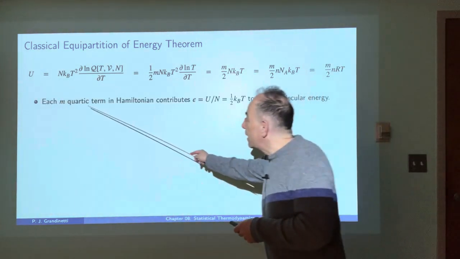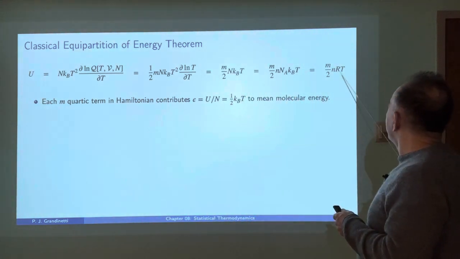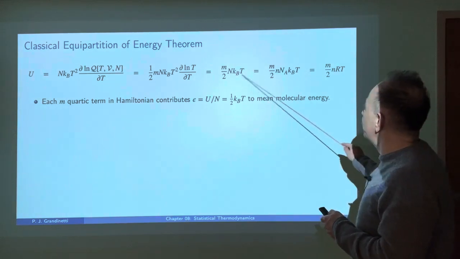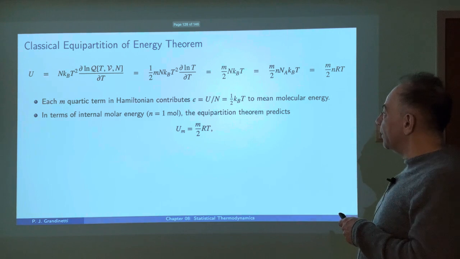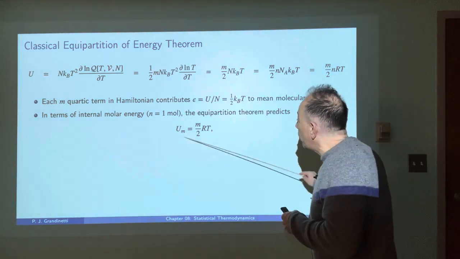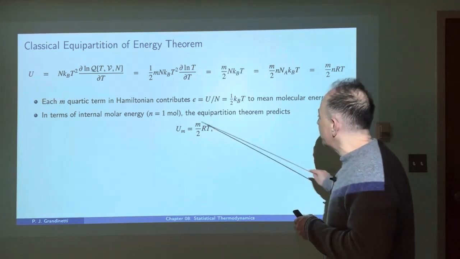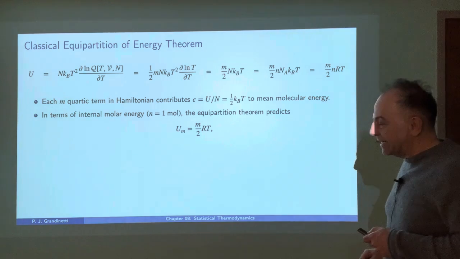So every quartic term will give you 1/2 kBT, which you see here. So U over N gives us 1/2 kBT for the mean molecular energy. So in terms of the molar energy, looking at that expression here, that means that the molar energy is going to be m/2 times RT.